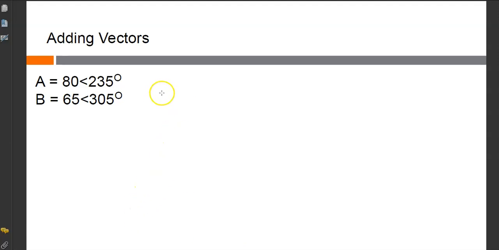I'm going to do this. It's already been almost an hour. I apologize for that. R sub x is going to be 80 cosine 235. You're welcome to break it into pieces. Stop it. Go get a sandwich. Come back later. Whatever you got to do. I didn't mean to go on that long.